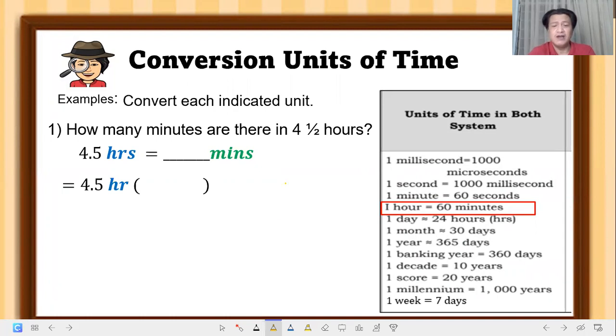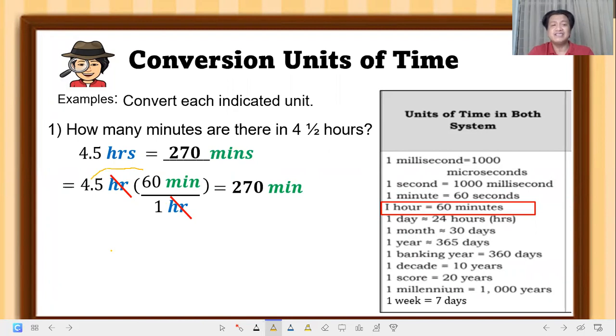But take note, when we make it a fraction, the denominator unit is the same as the given so that we can cancel it, because we are looking for minutes. Okay, meaning to say, cancel the same unit and multiply 4.5 times 60. That is the number of minutes. That is 270 minutes is equal to 4.5 hours.